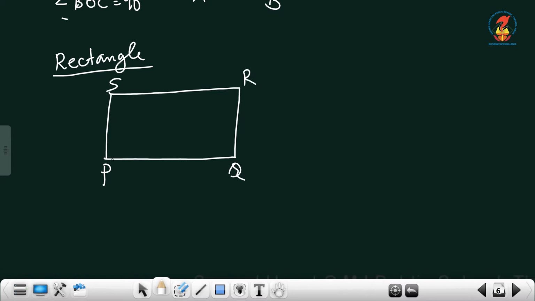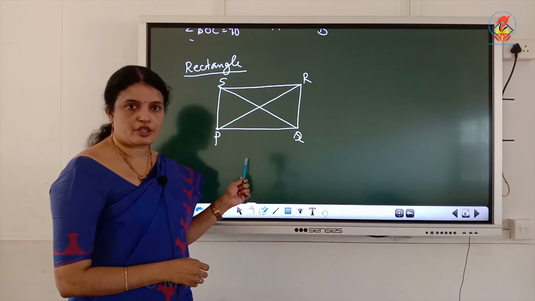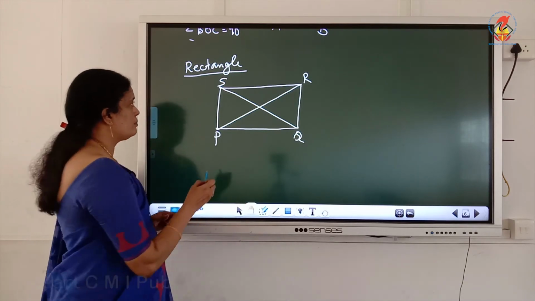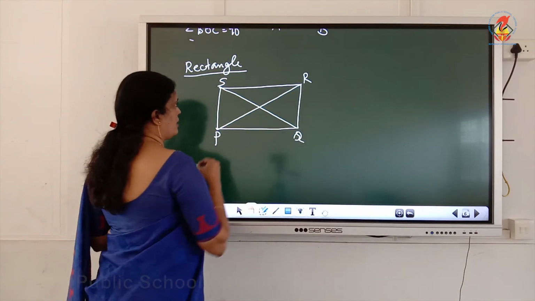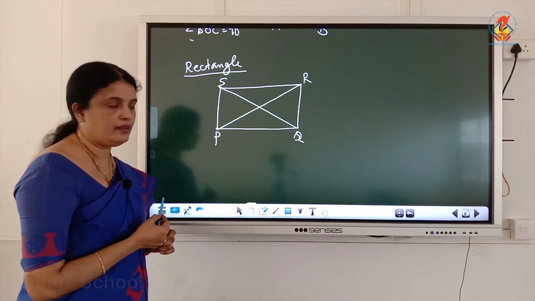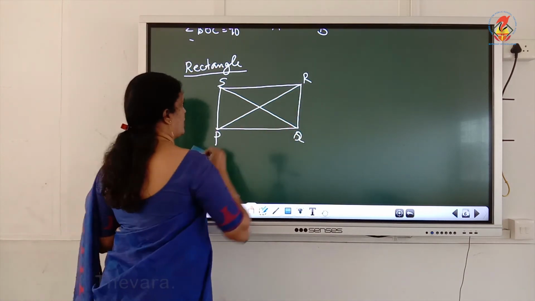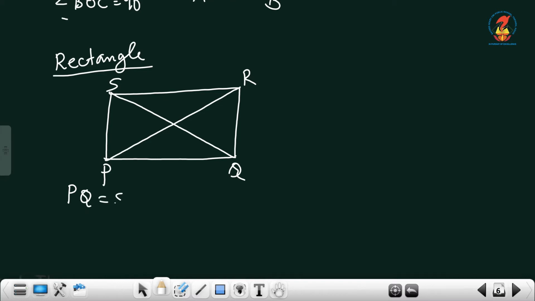PQRS. It has all the properties of parallelogram. Then PQ and SR opposite sides are equal. PS and QR also equal. Opposite sides are equal. PQ equal to SR and PS equal to QR.